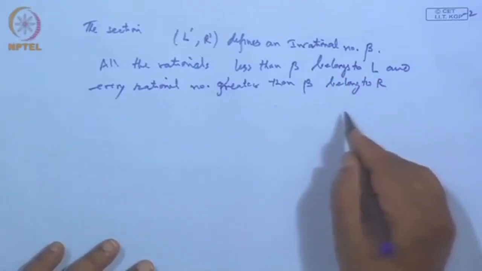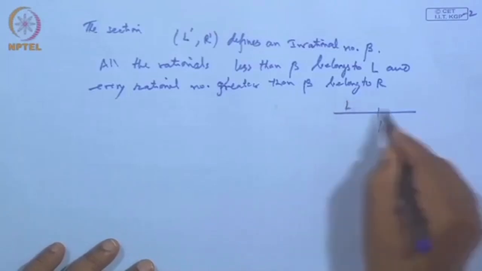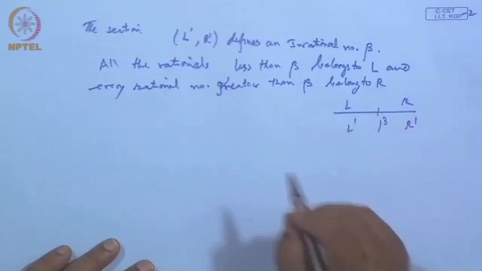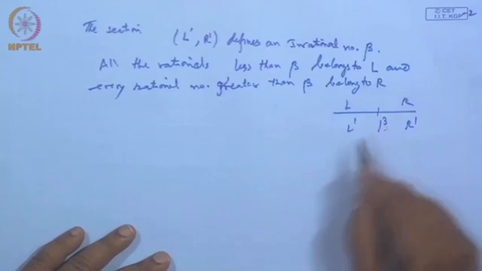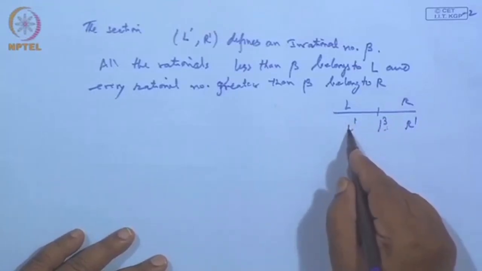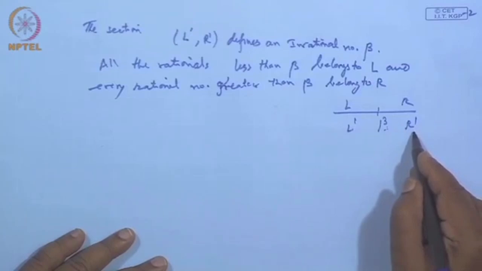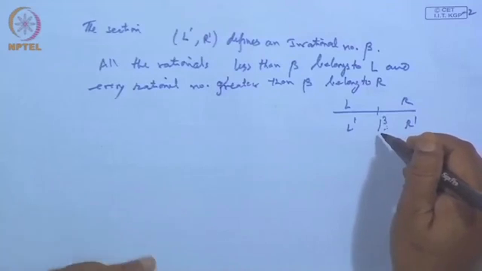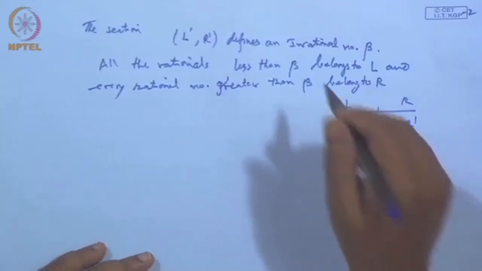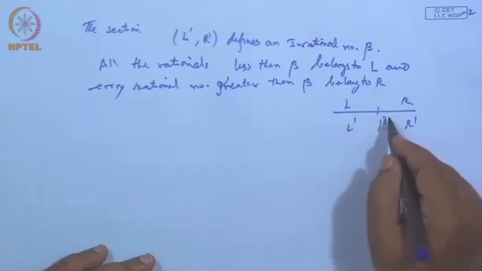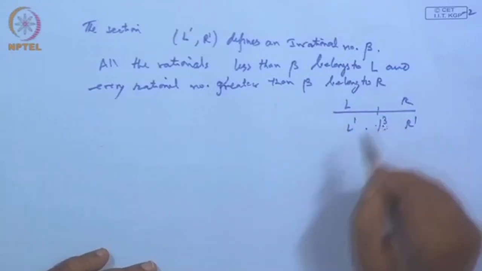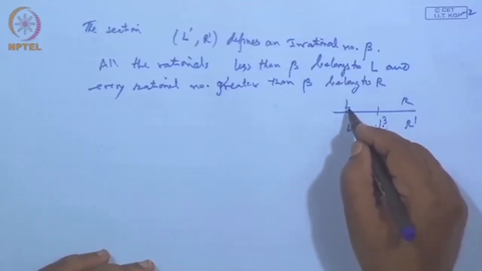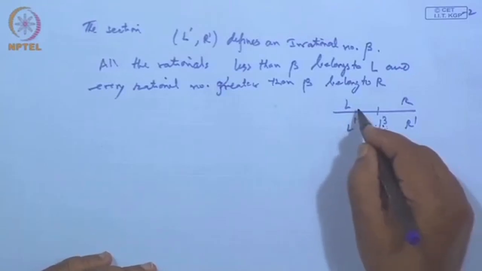Why is it so? Because this is our beta, here this is L, this is R. I am choosing L dash and R dash, and beta I am taking such that L dash neither has the greatest number, and R dash does not have the least number. So, it will be the section represented by beta. Now, we claim this beta is basically the real number corresponding to our cut L R. Then if we choose any number less than beta, and if it is rational, it will be a point in L dash. So, it will be a point in L. So, all the rationals which are less than beta must be in L.